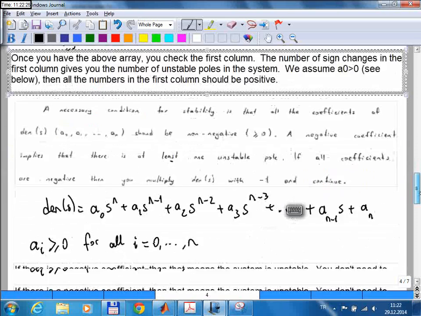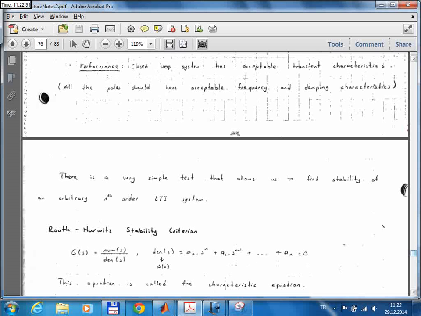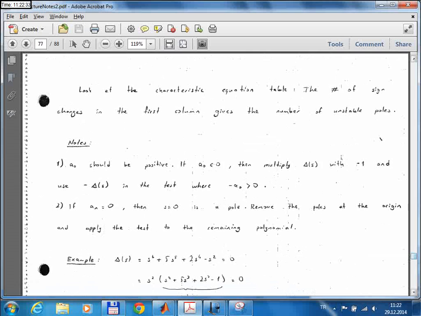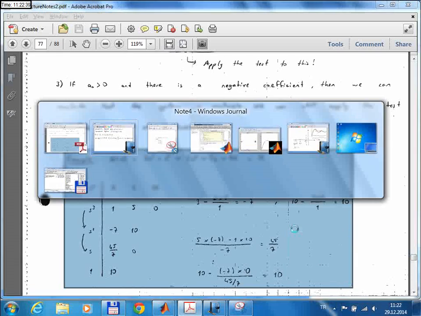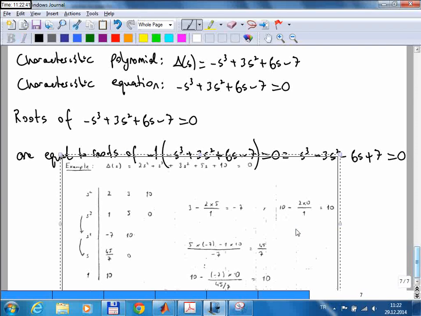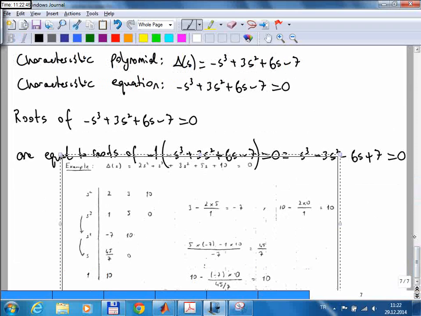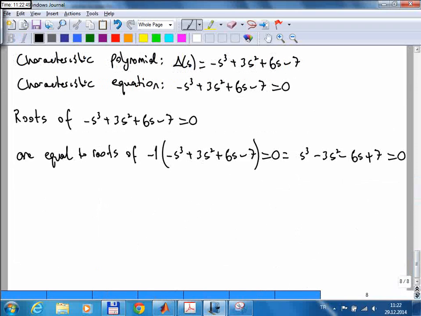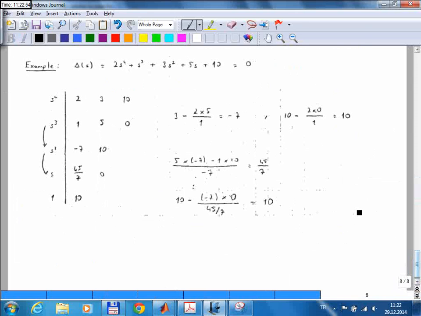Okay, so let's quickly take a look at the example. Okay, so let's see what we have. There's a 4th order polynomial, and without a computer we cannot really calculate the poles. But let's apply the test here.